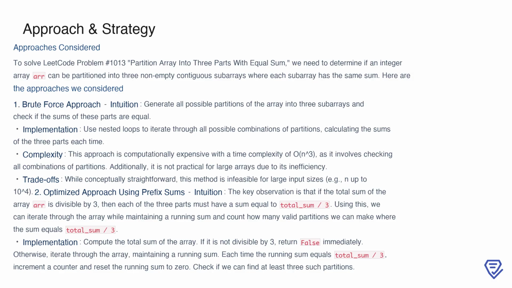On the other hand, the optimized approach leverages prefix sums. The key observation here is that if the total sum of the array is divisible by 3, each partition must sum up to 1/3 of the total. Using this insight, we iterate through the array while maintaining a running sum, checking if we can find three such partitions. This method is much more efficient, as it avoids redundant computations and focuses only on the necessary checks.